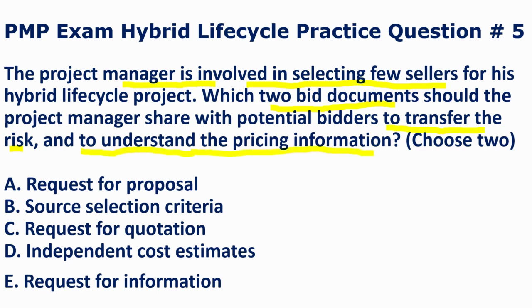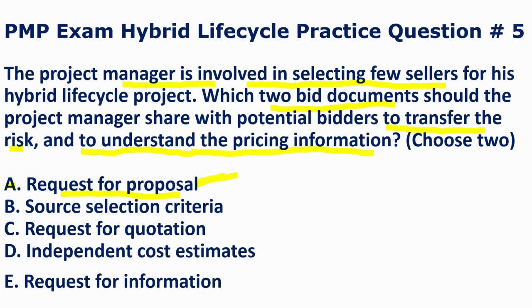Option A states that the project manager should select request for proposal document, and it is a good option as it is used when there is a problem in the project and the solution is not easy to determine. Let's park this option and review it after evaluating the remaining options.